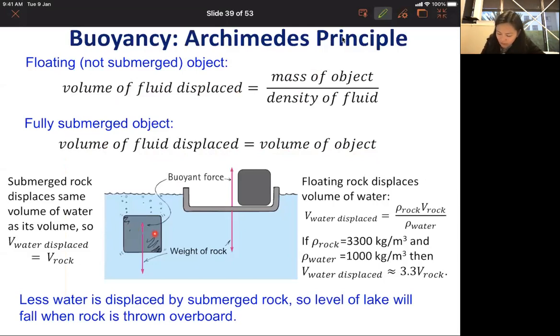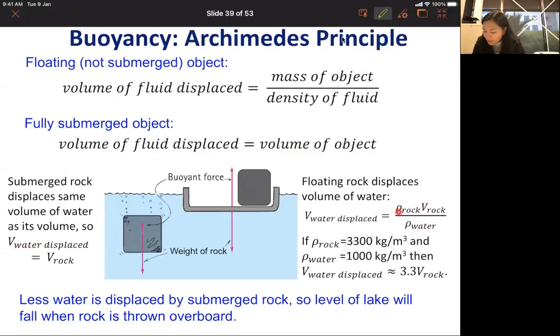here is the submerged rock. A submerged rock will displace the same volume of water as its volume. So the volume of water displaced will be equal to the volume of the rock. But for a floating object, the rock displaces the volume of water equal to its weight. So you have the mass of the object divided by the density of the fluid. Mass is equal to density times the volume of the rock. Okay, and that's divided by the density of the fluid.